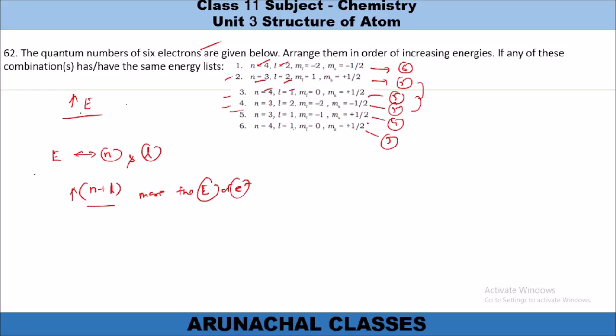Now we can see the increasing order of energies as per these numbers. The lowest is the one with n plus l equal to 4, then those equal to 5, then the one equal to 6. So this will be the increasing order.